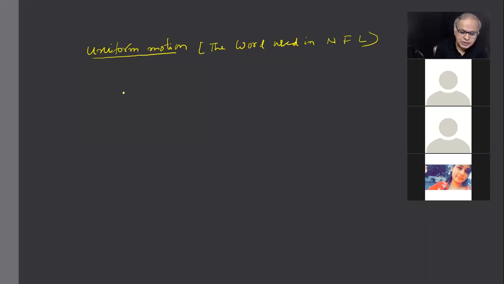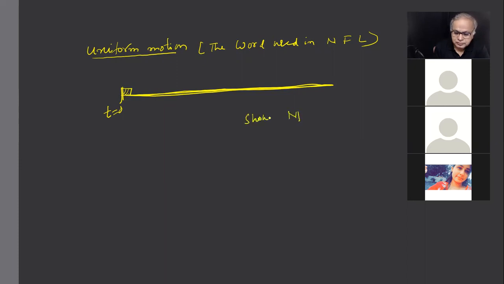What it means is this. The body should go in a straight line. We should not change the direction. Maybe you start here. This is t equals 0. The body starts moving from here. First thing is that it should move in a straight line. If it is deviating from a straight line, its direction is changing. If the direction changes, there is an acceleration. Do you follow? So uniform motion is one which does not have any acceleration business there.